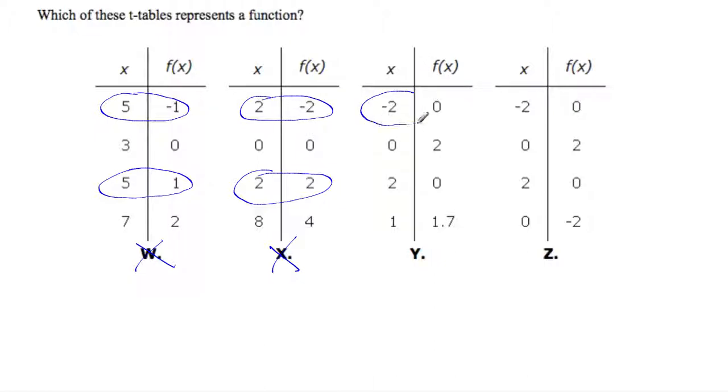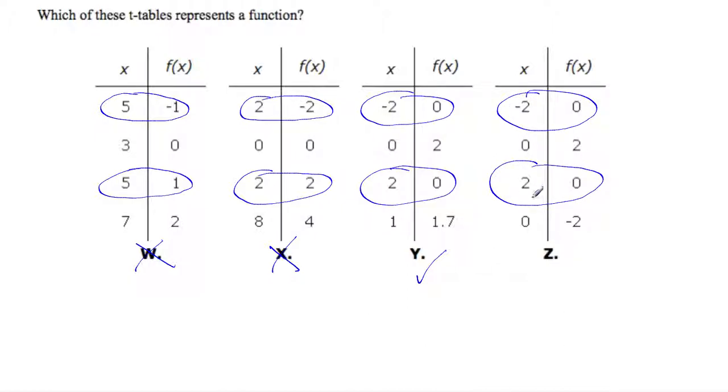Now notice, though, over here in y, we have two different x values going to the same y value. That is possible. Yes, that can be a function. And same with z. We can see in z that we have two different x values given the same y value. That's fine. But these two zeros here, we can see these are two of the same x value giving two different y values. So that can't be a function. So only y can be a function.